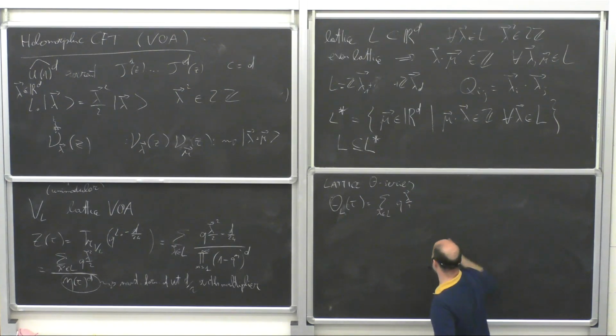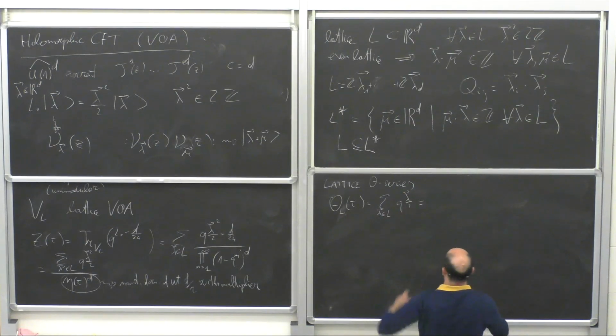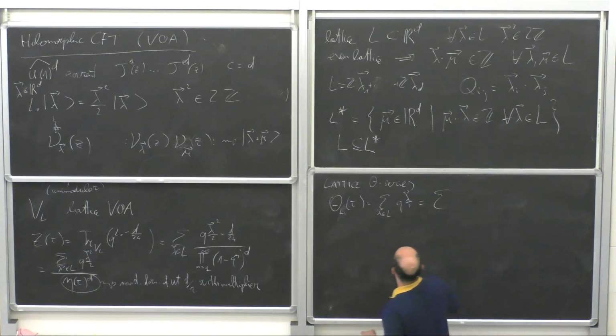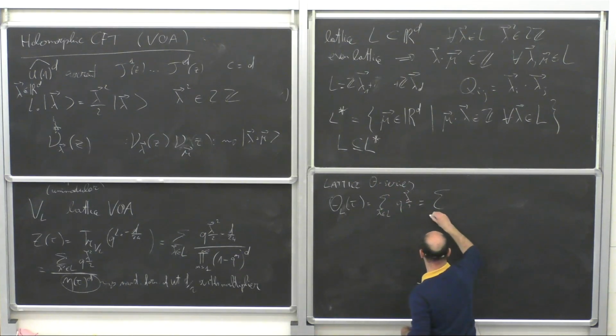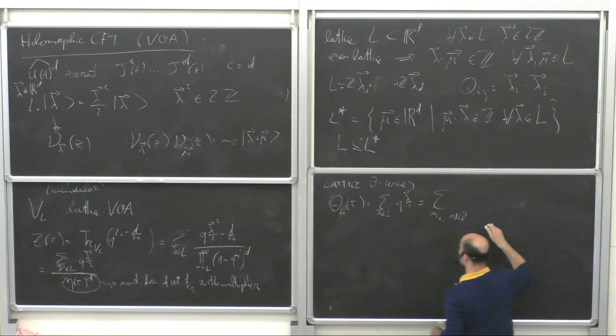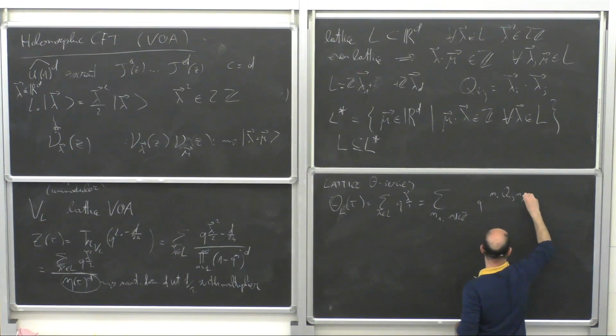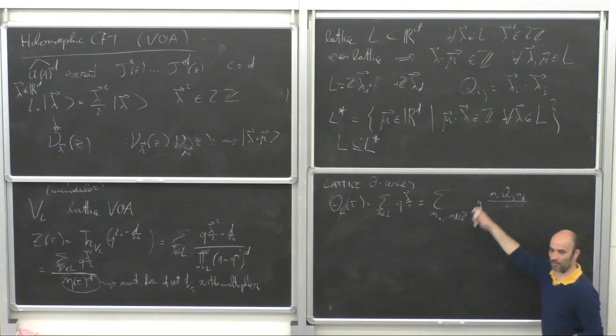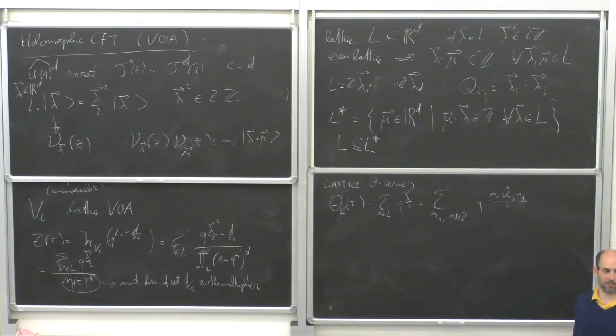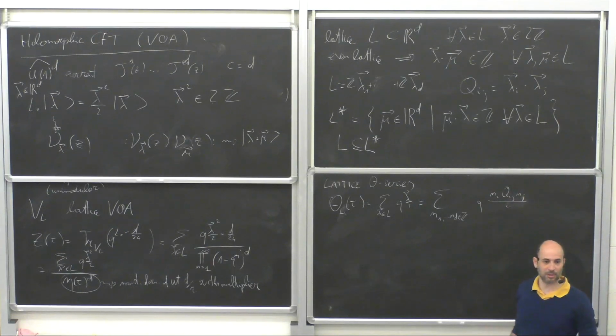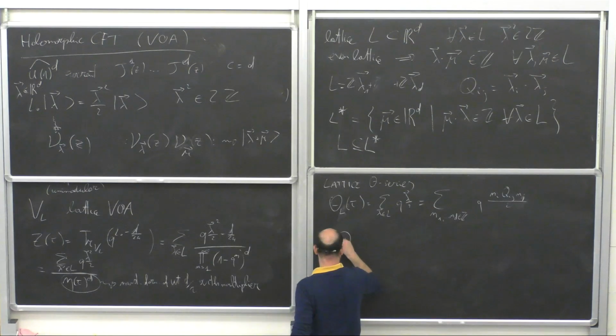Okay. And you can also write it, if you write your lattice in that way, as a sum over n in Z^d of q to the n_i Q_ij n_j over 2, I guess. So this is a sum over integers, and so it depends on this matrix Q. Okay, so what are the modular properties of these guys?